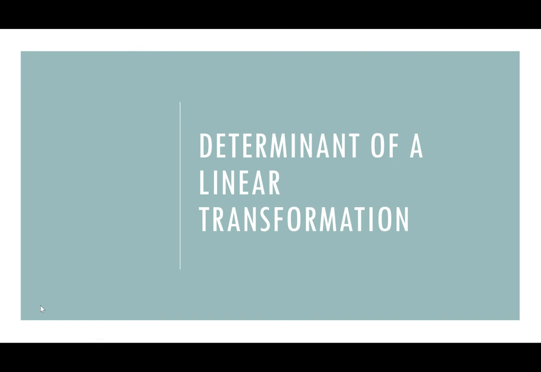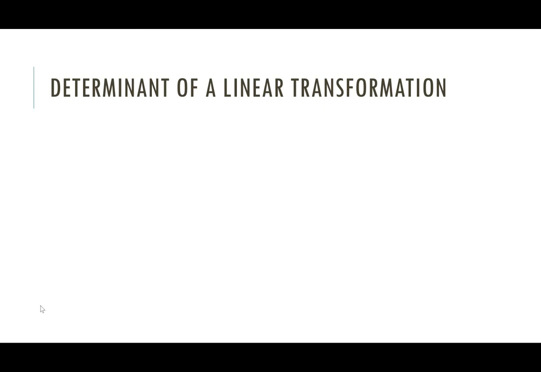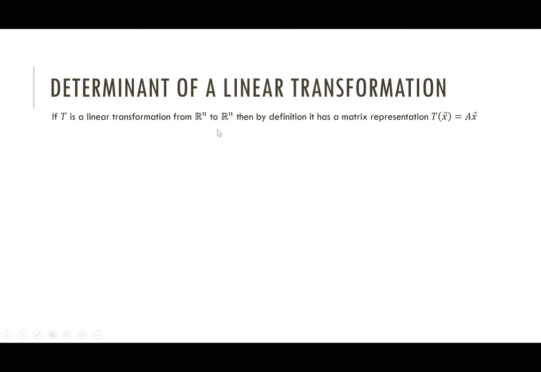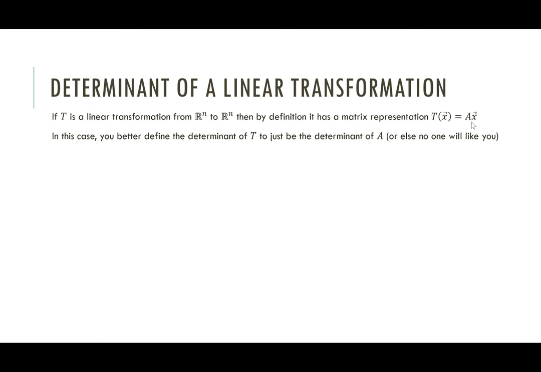I think I'm ready to talk about the determinant of a linear transformation. I hope you are too. Okay. So first, suppose we have some linear transformation from Rn to Rn. Then by your book's definition, not my preferred definition, it has a matrix representation. We'll call that matrix A. And in this case, if you're going to define the determinant of a linear transformation to be anything, you better define it to be the determinant of the matrix A, or else no one will like you.